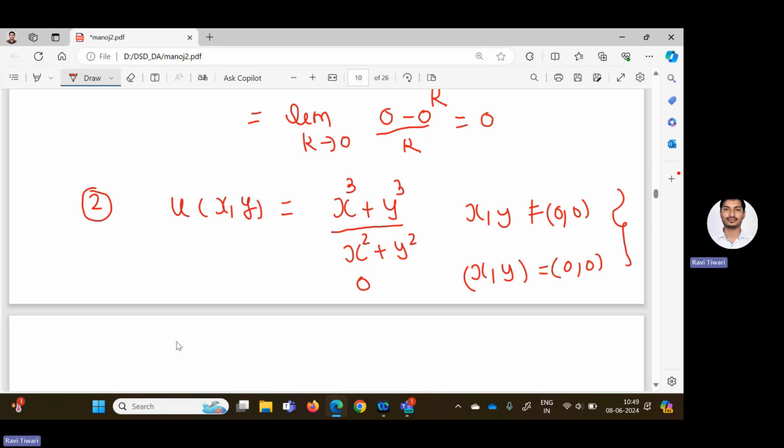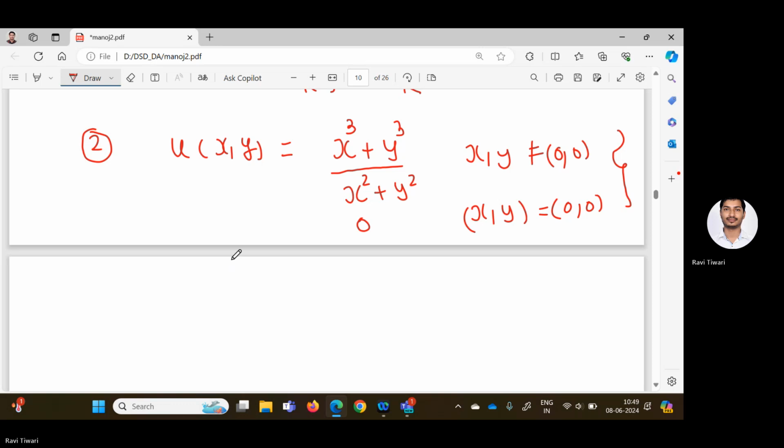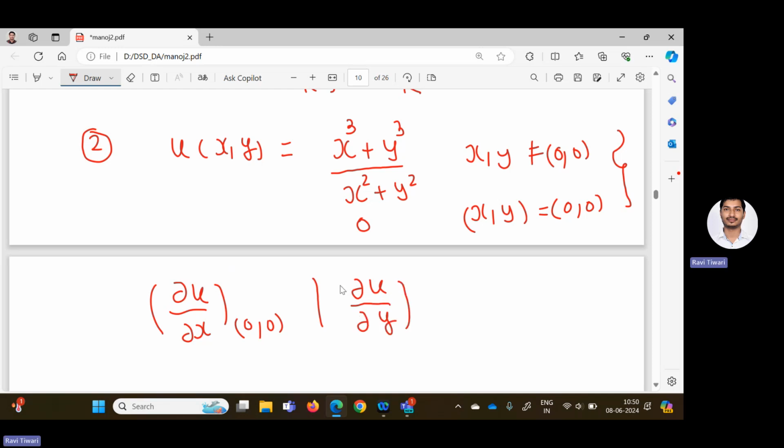So again we can calculate dou u by dou x and dou u by dou y at 0 comma 0. You can calculate at any point, 1 2, 2 3, 3 4, any point, but for easy calculation only I am taking here 0 comma 0. You can calculate at any point by putting values of a and b. So again we can apply the same formula, changing along x direction and changing along y direction.